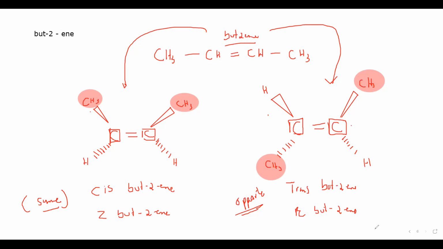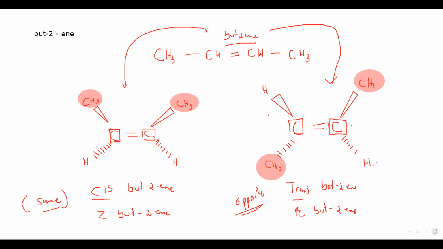But if we try to draw, normally when the same groups are there, because heavy groups can be different as well. Normally when same groups are there, we use the term cis, same groups on the same side. When same groups are on the opposite side, we normally use the term trans.